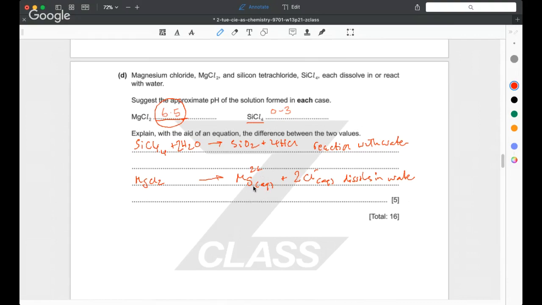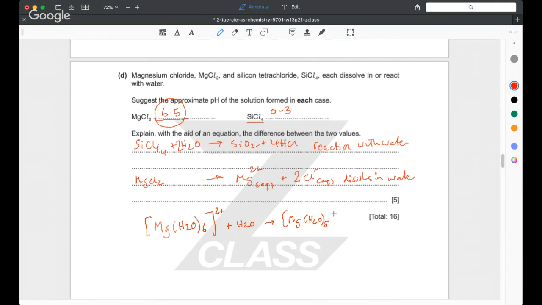When magnesium chloride dissolves in water, you get this hydrated magnesium ion, and that actually forms a complex of 6 water molecules forming a complex with the central magnesium ion. And what can happen is that one of those water ligands can react so that you end up with this complex.